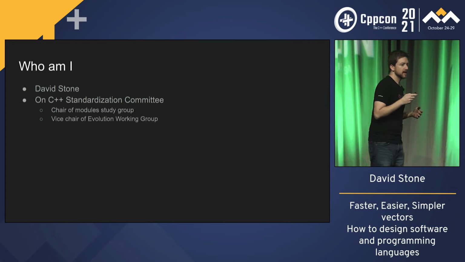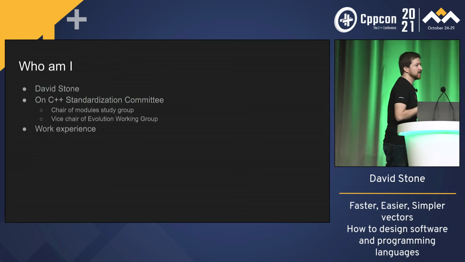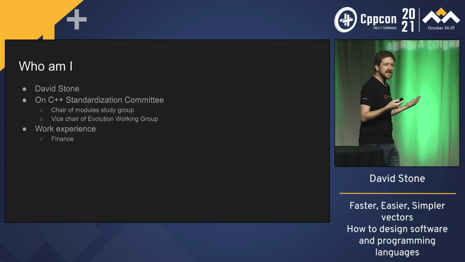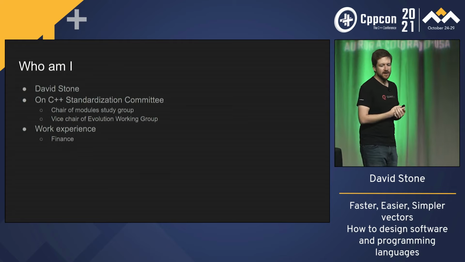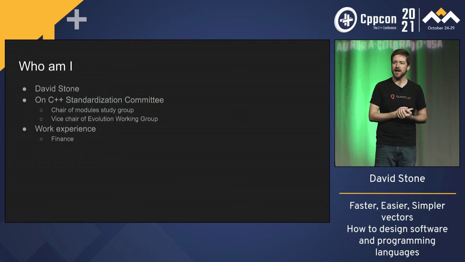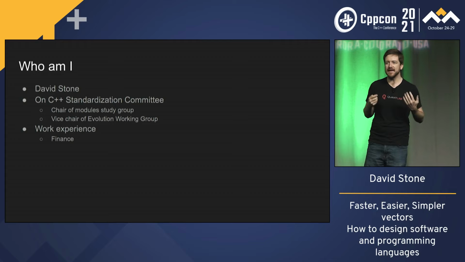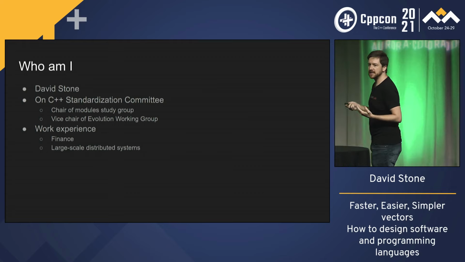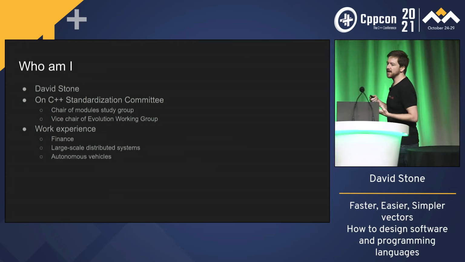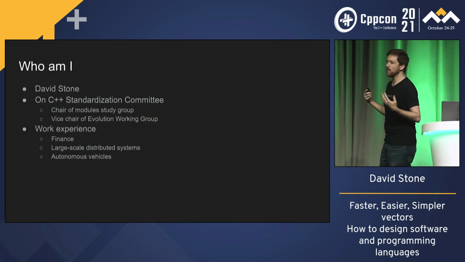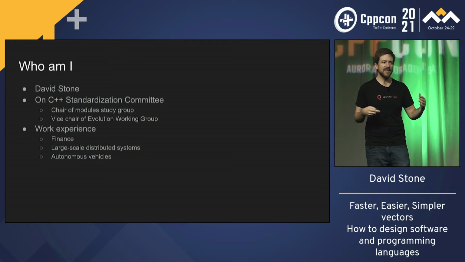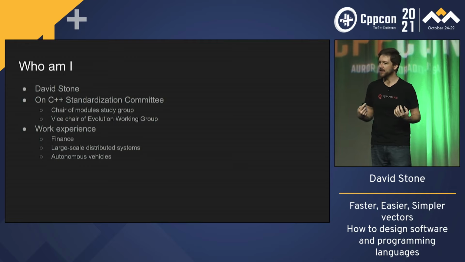I've worked in finance for maybe 7 years total, across a few different companies. I'm at QuantLab right now, working on high-frequency trading systems, where throughput is really important and latency is really important. But I've also worked on large-scale distributed systems and on autonomous vehicles. So again, systems where performance is at a premium, where you need to make guarantees that things will run this good. So that's kind of the perspective I'm coming from. Performance matters.